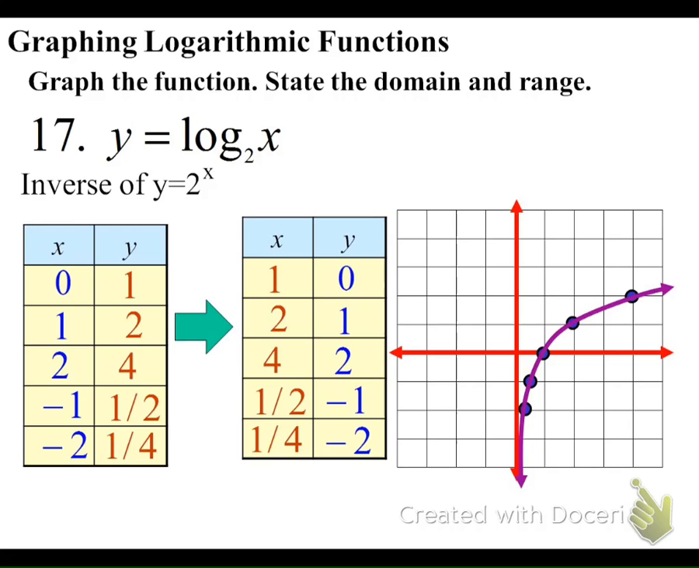Domain for my second table and the graph. So what are the input values? What are the x's? I don't see any negative x's. Greater than 0. Yeah, your domain are all the x values greater than 0. Your range is all real numbers.